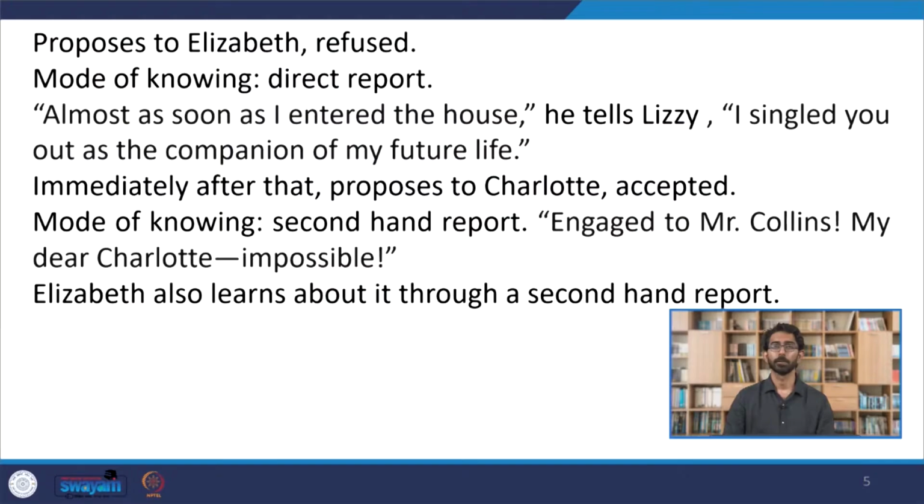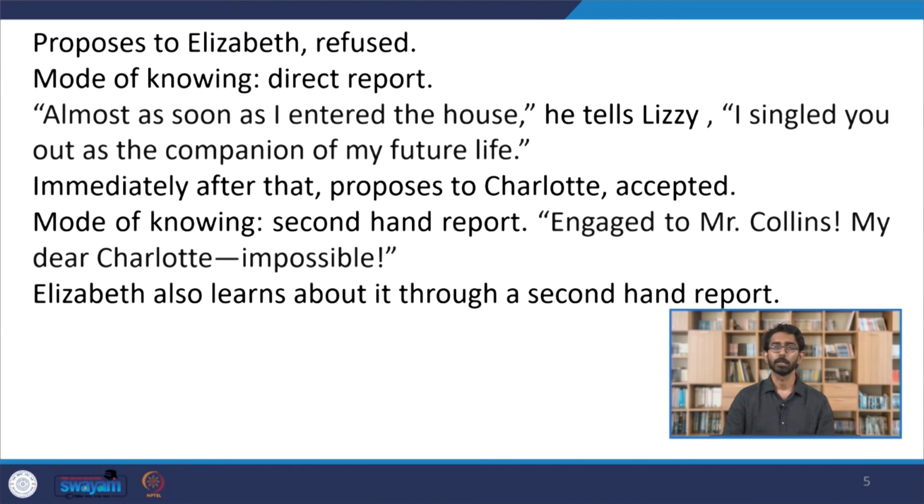Immediately after that, however, we piece together the sequence of events to understand that having been refused by Elizabeth, Mr. Collins has gone on and proposed to Charlotte. In this case, however, Charlotte has accepted his proposal. Now, the key difference between these two proposals, one that is refused and the second which is accepted, is that the second one is accessed by us, that is, readers, indirectly.